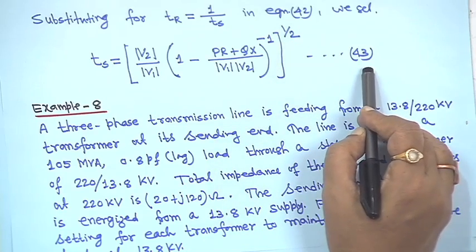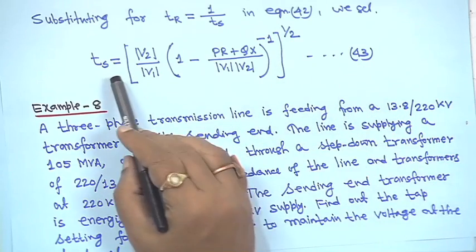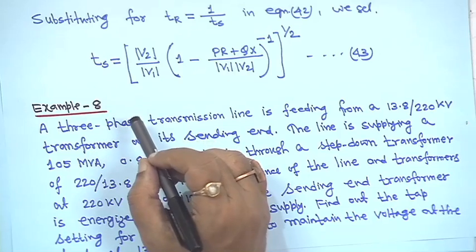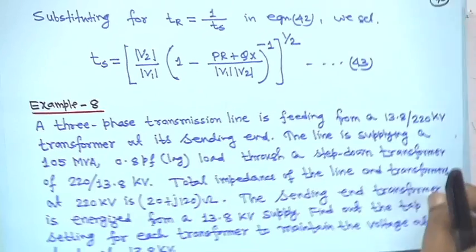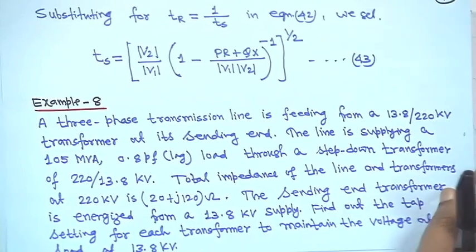This is equation 43. So, if you know Ts, then you can find out Tr also, because Tr is equal to 1 upon Ts, because we have assumed that Ts Tr is equal to 1, such that both side taps are used.